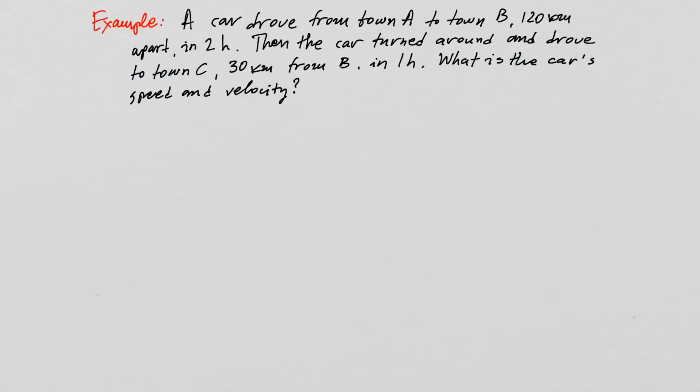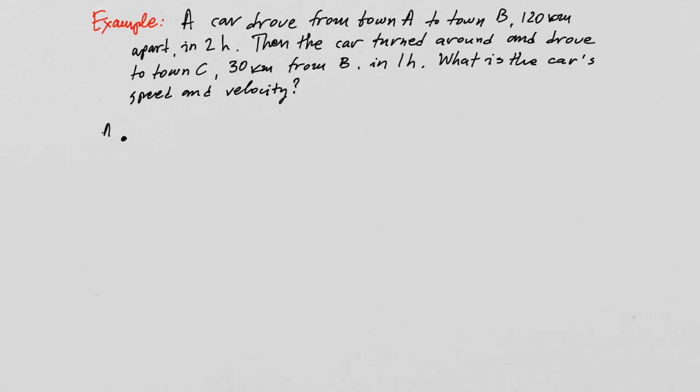Let's do an example problem calculating speed and velocity. A car drove from town A to town B, which are 120 kilometers apart, in 2 hours. So then the car turned around and drove to town C, which is 30 kilometers from town B, and the car did that in 1 hour. What is the car's speed for the entire trip and the velocity? So let's sketch the problem.